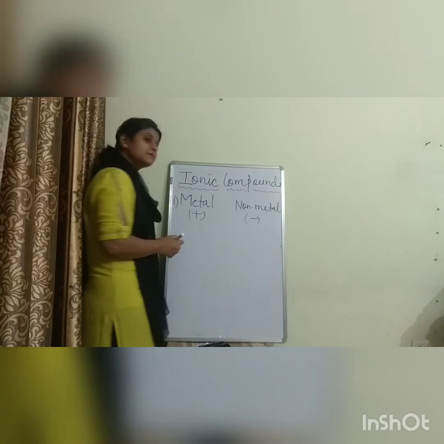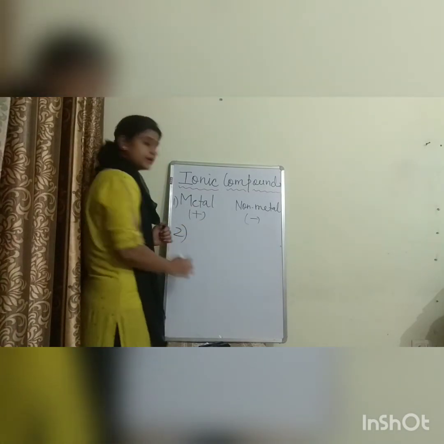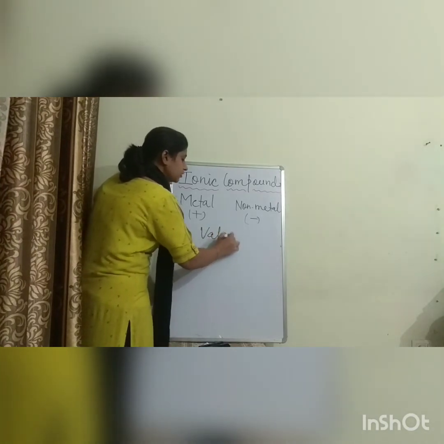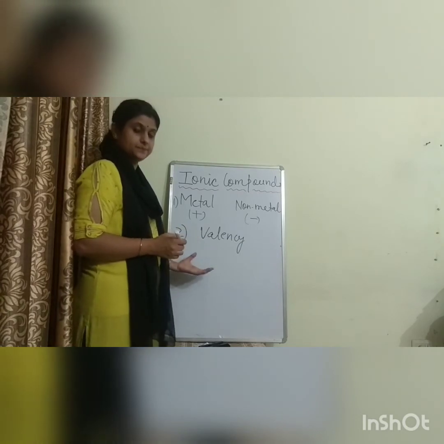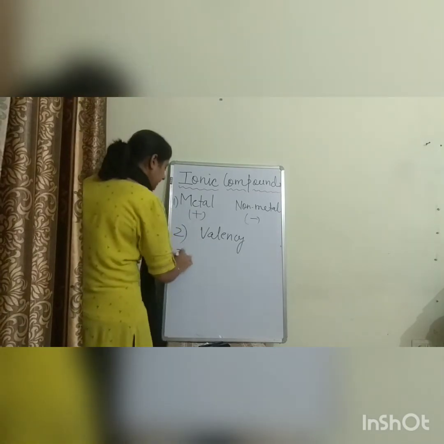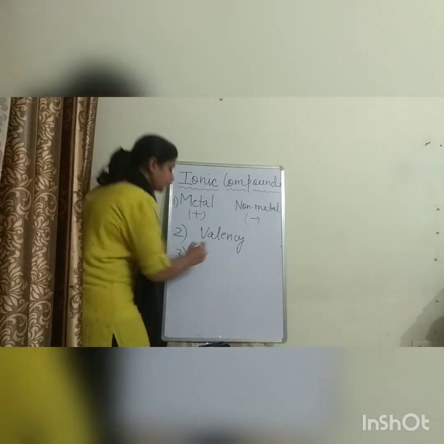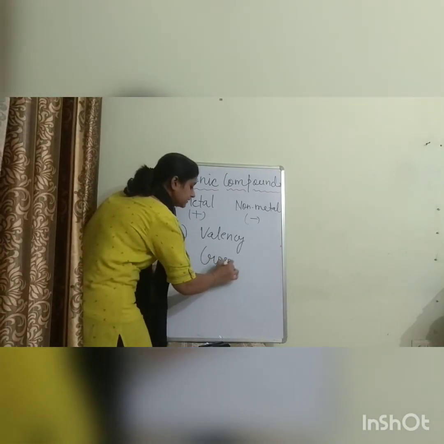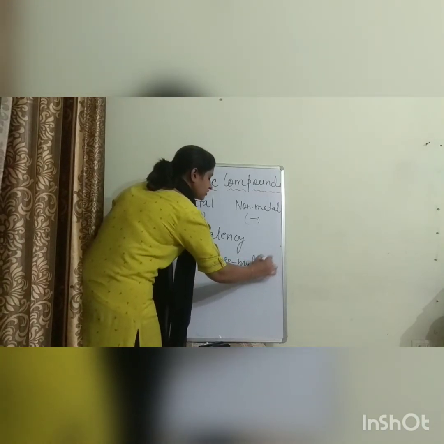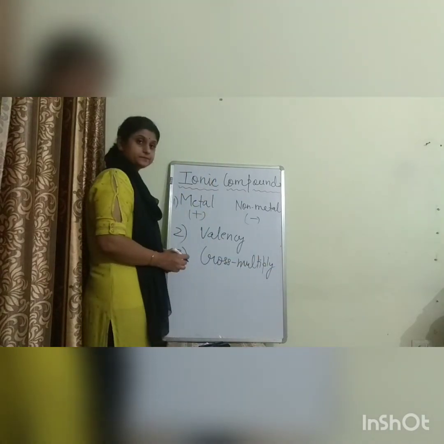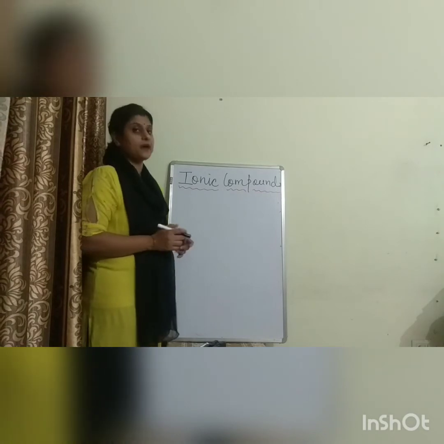After writing the symbol of the metal and non-metal, the next step is to write their valencies. Yes, below the symbol of the metal and non-metal we have to write their valency. And the third step, after writing the valencies, is to cross multiply the valencies. Yes, we have to cross multiply the valencies. Let's have a look at some examples of how we can write the formula of ionic compounds.